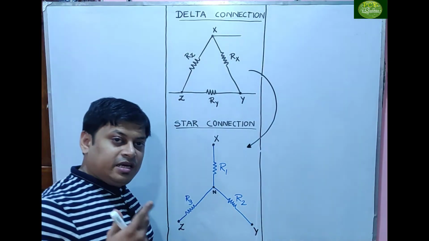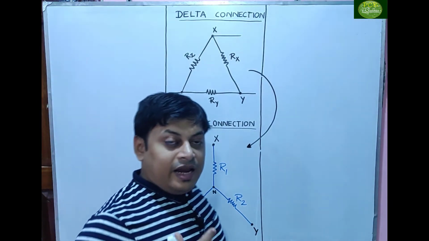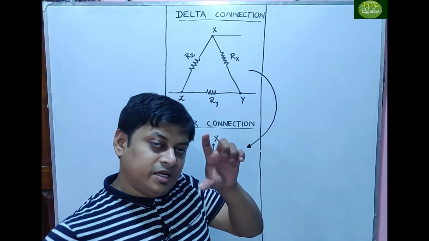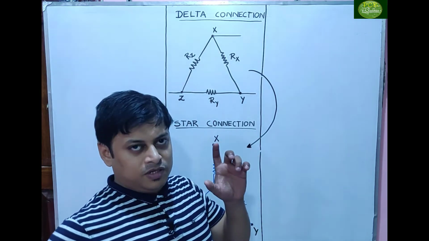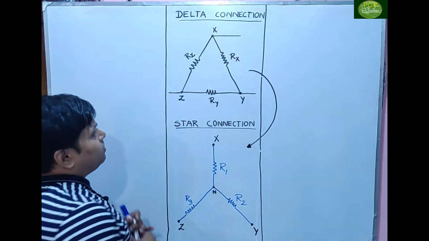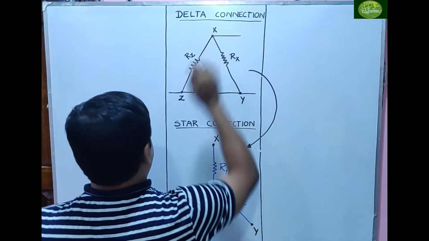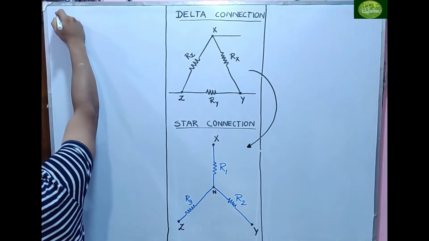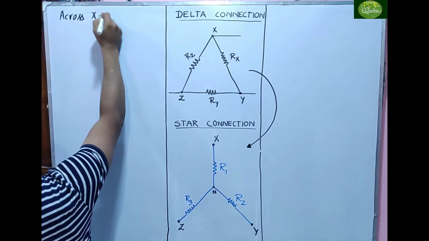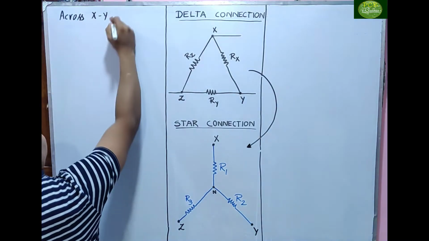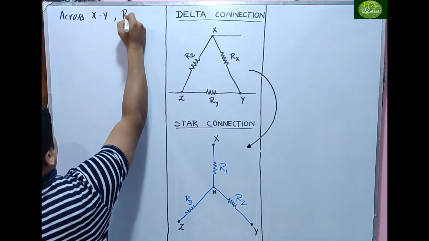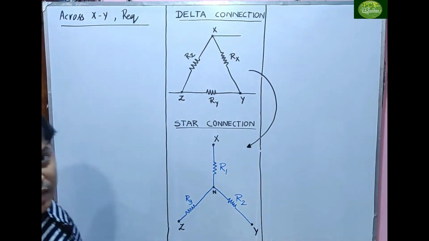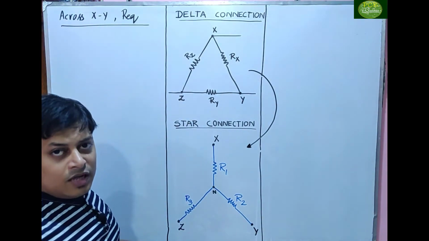We have always taken an assumption of the current direction while finding out the R equivalent across two terminals. So we will assume for two terminals. Clear? So for the first part I am taking X, Y. That means for delta connection I am taking this one as the X, Y terminal R equivalent. Across XY, I am finding out the R equivalent.